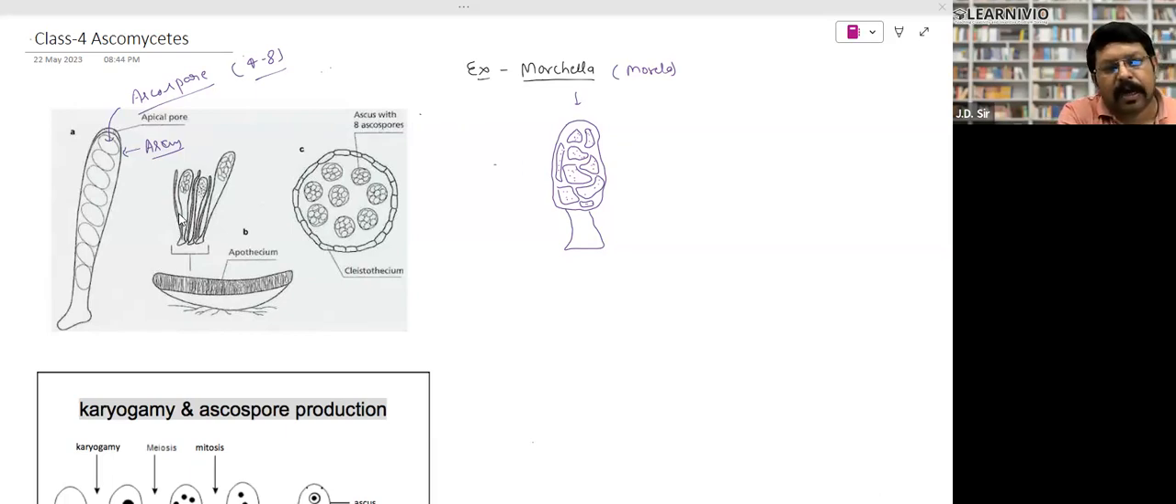Fine. And then I told you that this is a morcella, or normally they are called morels. So morcella or morels are the representative member of this kingdom. Fine. And many interesting or many useful fungi are part of this kingdom, ascomycetes. I'll tell you while teaching you examples, right? So before going into that, let's discuss.